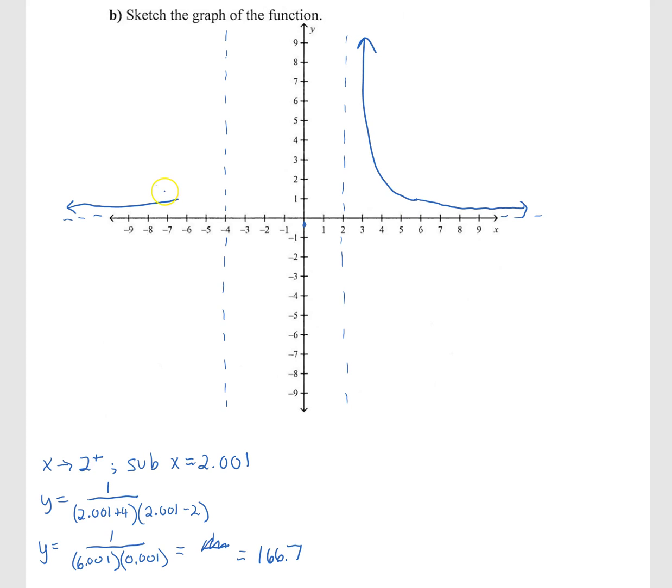And then to figure out what happens on this side, as x approaches 2 from the left, do the same thing. So as x approaches 2 from the left side, sub in something really close, just under 2. So that could be something like x equals 1.999. And what you get if you do that is that y equals negative 166.7. So just the negative form of that. So we can see in the same way, as x approaches 2 from the left, y is going to approach negative infinity. So on this side, the function is going to go down like this.